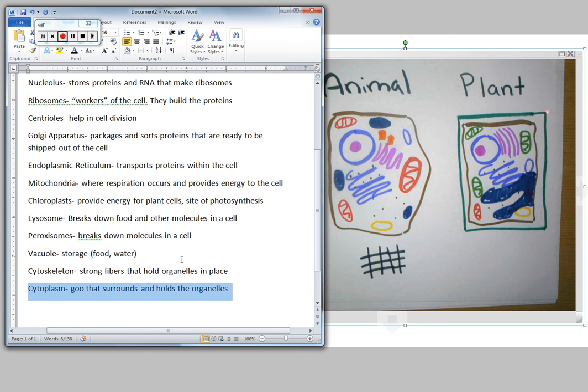So we're going to be talking more about what these organelles do and how we can remember them in a cell.